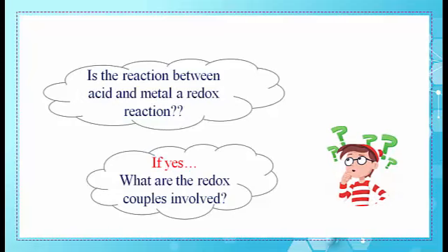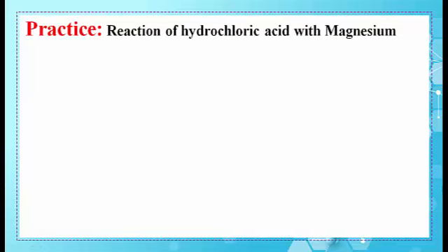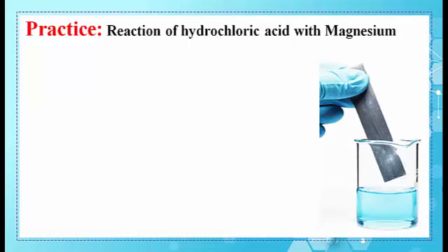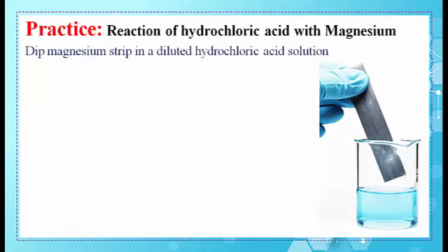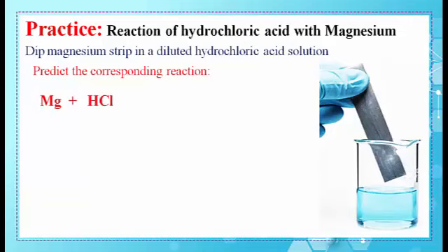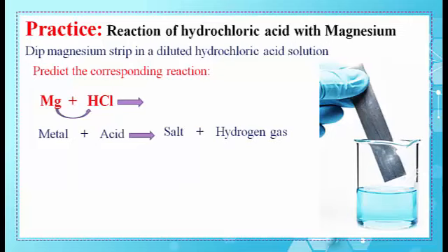To answer this question, look at this practice, which is the reaction of hydrochloric acid with magnesium. In this reaction, we dip a magnesium strip in a diluted hydrochloric acid solution. Let's predict the corresponding reaction. Here the reactants are Mg, magnesium, and HCl, hydrochloric acid, which is a metal and an acid. As we know, this is a single displacement reaction where magnesium should replace hydrogen in the acid to give a salt and hydrogen gas.